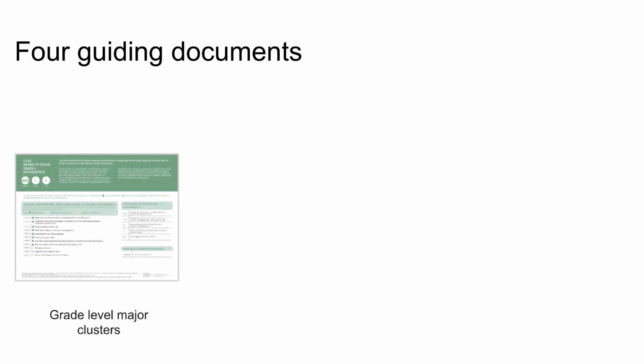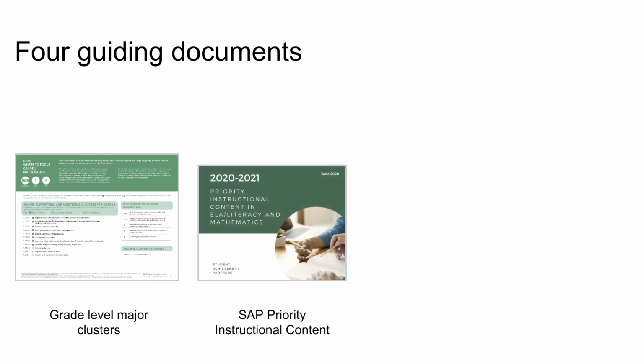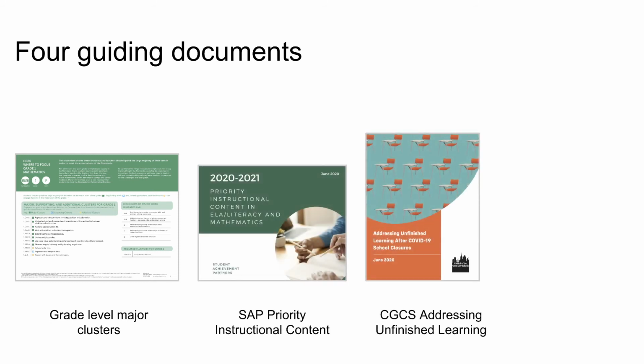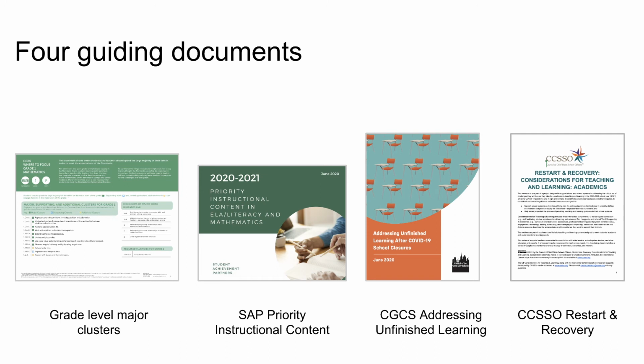So here's what you're going to do. For your assignment, you are going to peruse these 4 guiding documents that you have access to in the eLearn course that you are currently watching. If you're a math teacher, you're going to look at this one. It's the grade level clusters. It's K-8 only. So if you're high school, you're out of luck. You don't need to look at this one.